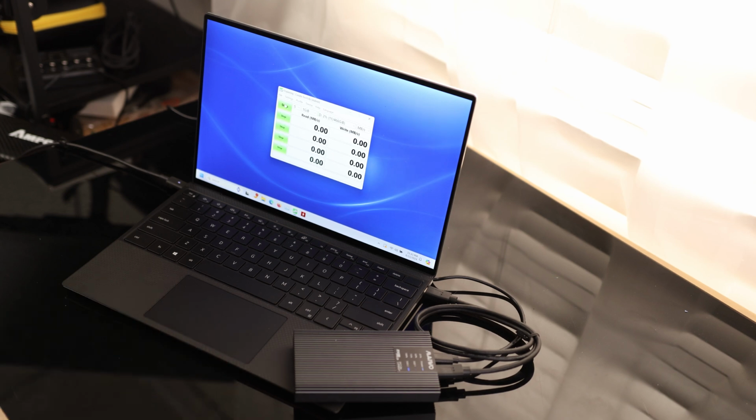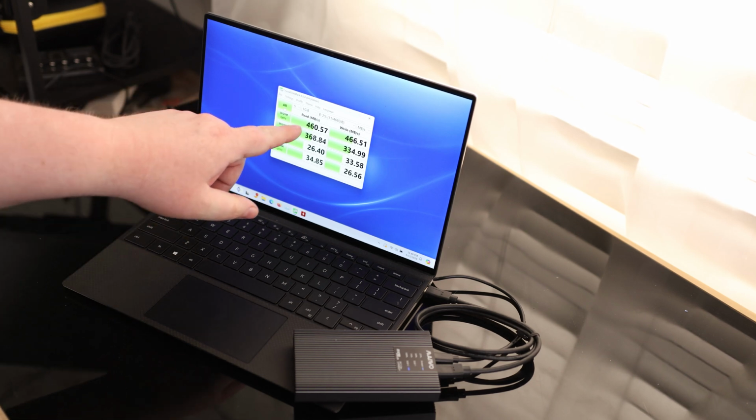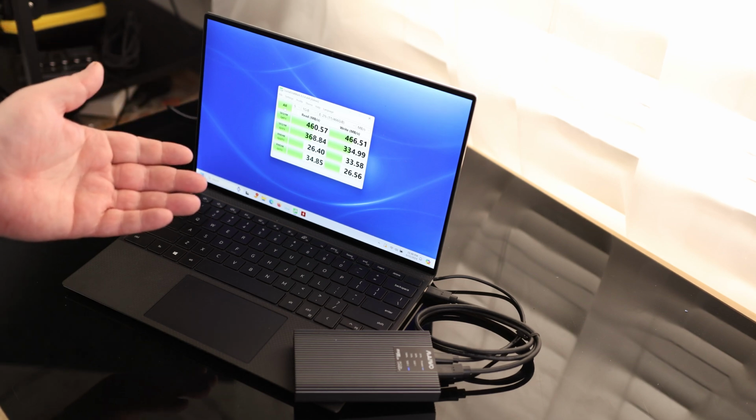So let's run a speed test. Okay, so we are looking at about 5 gigabit per second. So for sequential 1 megabyte, 8 process, 1 thread, best case scenario, we're looking at about 460 on the read and 466 on the write. So this is about what I would expect out of a SATA solid state drive.